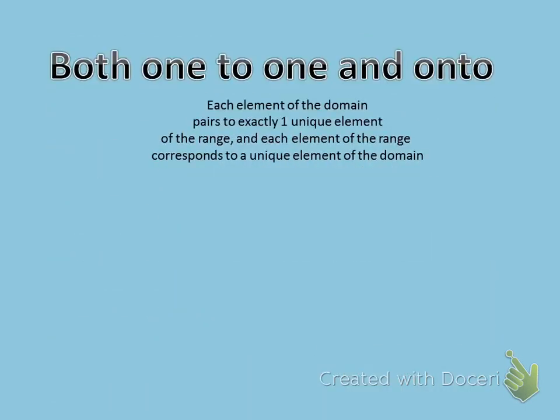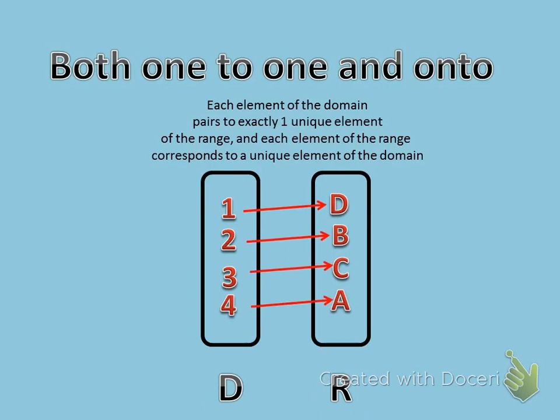The last one is when they're both. Okay. Write the top part. Don't write the box. When you're both, each element of the domain, meaning your X's, pairs to exactly one unique element of your Y's, and everybody in your Y's has an X value that goes with them. It's the easiest one. It looks like that. Four on the left, 4 on the right, everybody with their own partner. Clean as that.